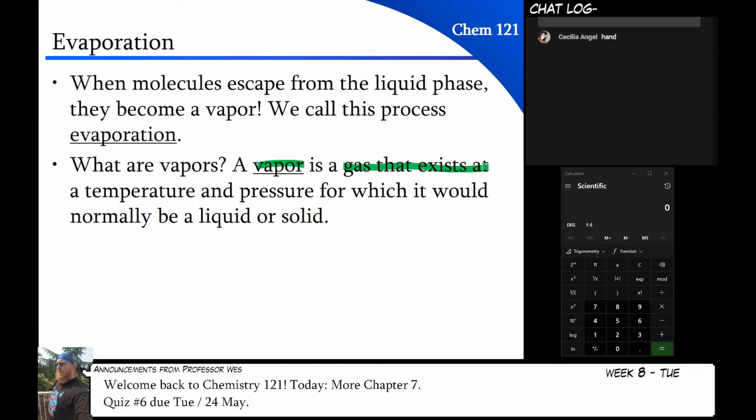A gas that exists at the temperature that it normally should be a liquid or a solid. So, for instance, when you heat water over 100 degrees Celsius, it turns into a gas. We call it steam. But water vapor is any water that is in the gaseous phase at a temperature below that temperature.